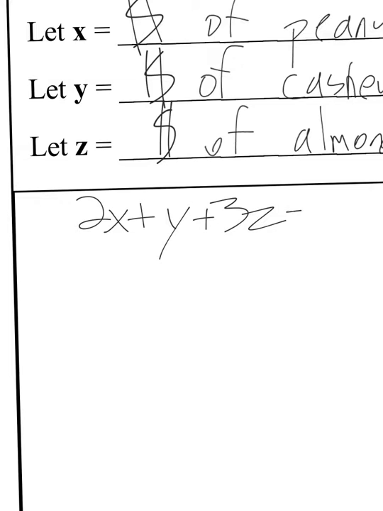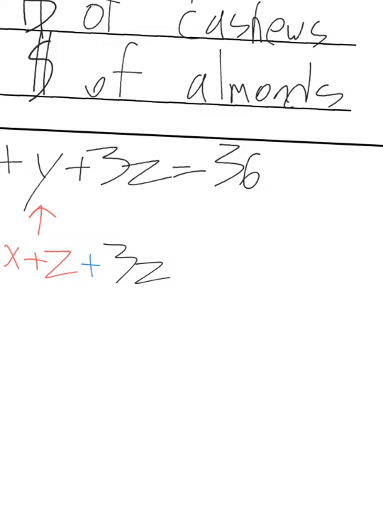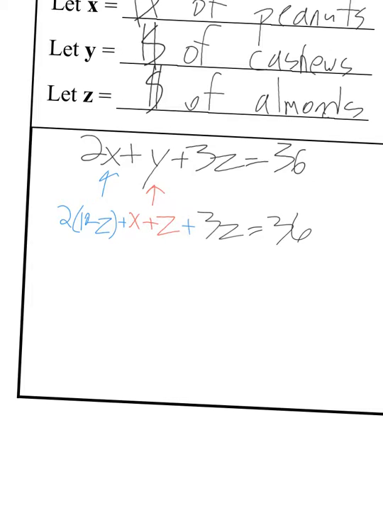So I have y equal to x plus z, and then I had the x equal to 10 minus z. So this is going to be 2 times 10 minus z plus x plus z plus 3z equals 36. So typically at this point, we have only one variable. And if you notice, we still have that letter x, this letter x right here.